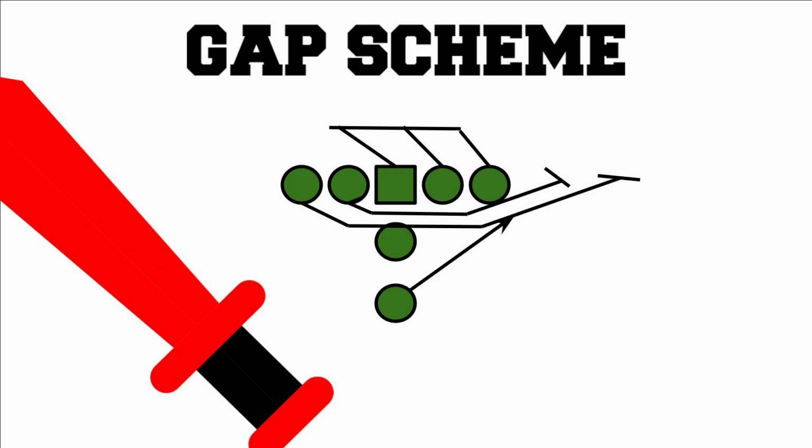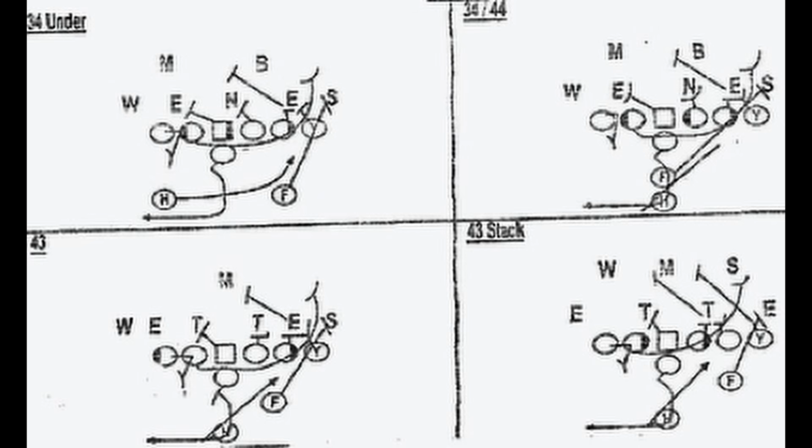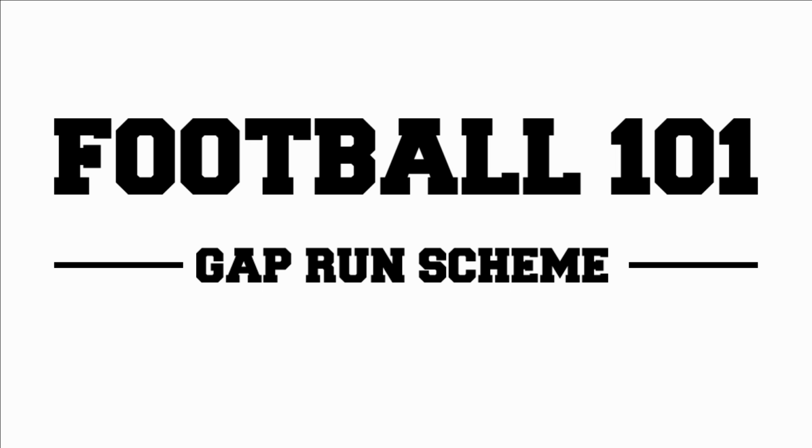I mentioned briefly at the end of the zone scheme video that if you would like to learn more about the exact blocking techniques, as you saw there are things like double teams and working up to the second level and leaving people unblocked by choice, we could get into that in another video about how to block and who to block and why to block that person. But for now, this has been a general overview of the gap scheme, and hopefully you feel a little better about runs at all levels of football with a quick overview of the zone scheme and the gap scheme.